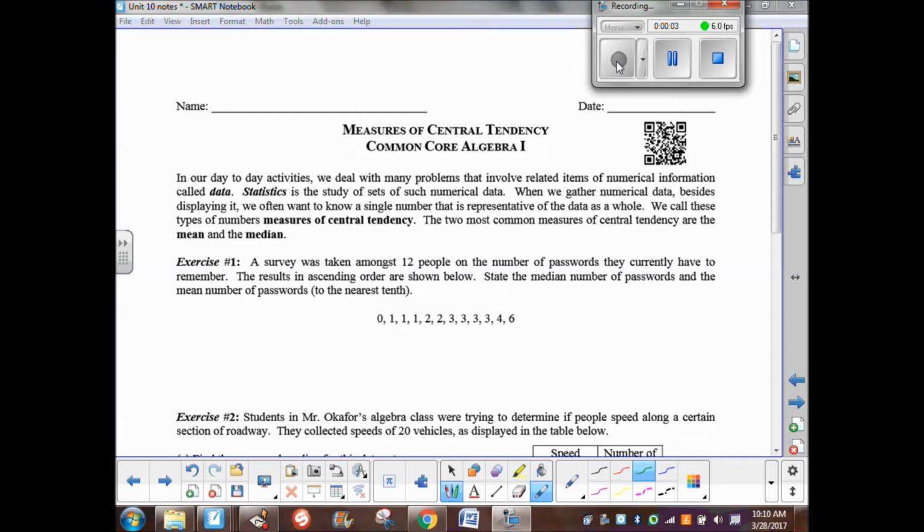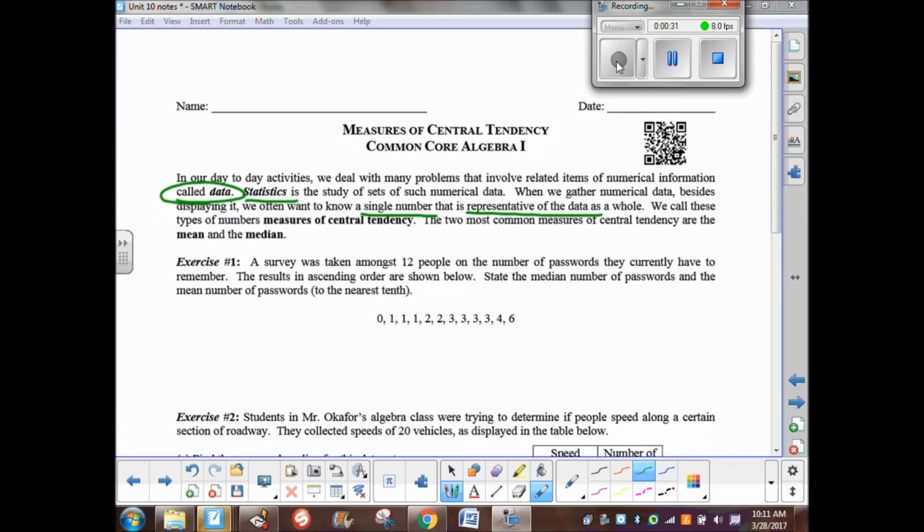Measures of central tendency. So this is lesson 3. In our day-to-day activities, we deal with many problems that involve related items of numerical information, and that's our data. Statistics is the study of the sense of that data. And then when we gather those numbers, besides displaying it, we often want to know a single number that represents this data.